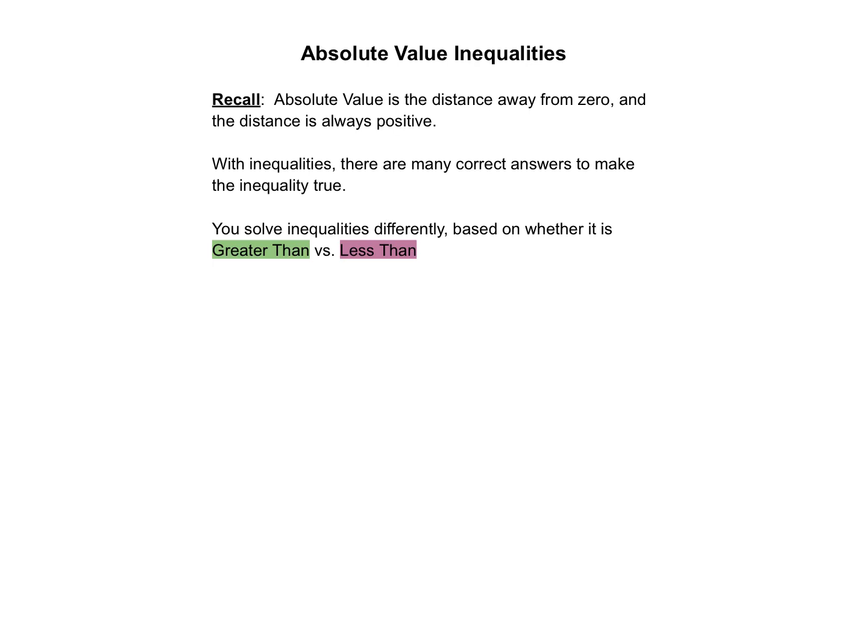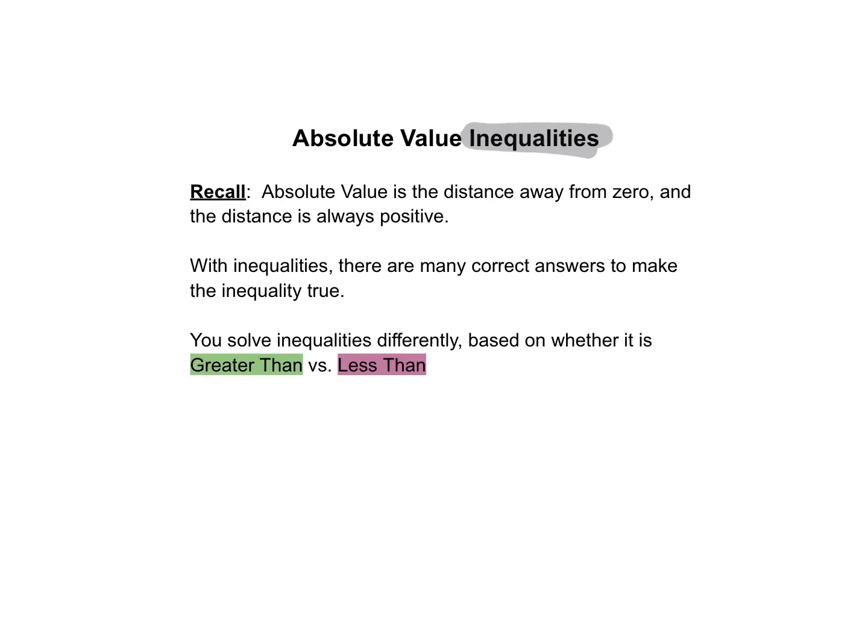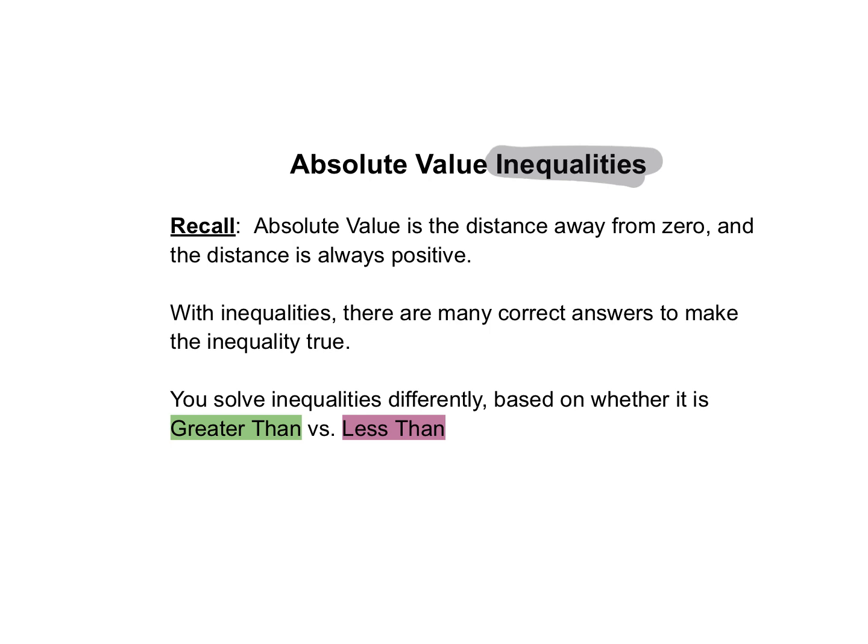In this section, we are going to start looking at absolute value inequalities. Yesterday, we did absolute value equations. Today, we are going to look at inequalities. Essentially, it's going to have a greater than or less than symbol in between the two sides of the equation. Just to recall, absolute value is the distance away from zero, and the distance is always positive.